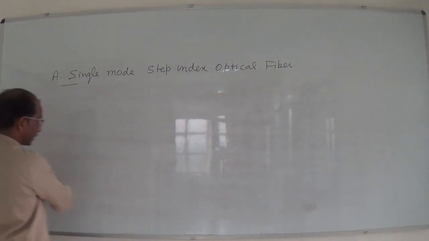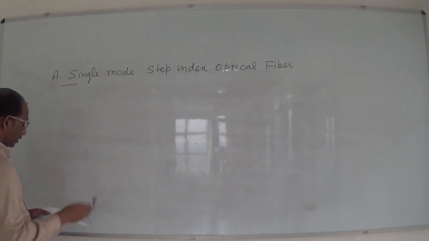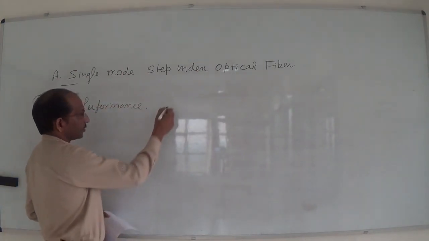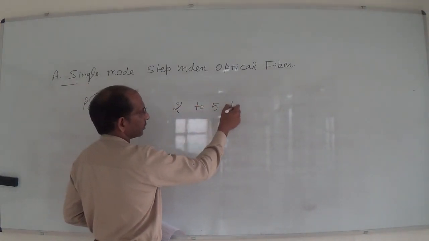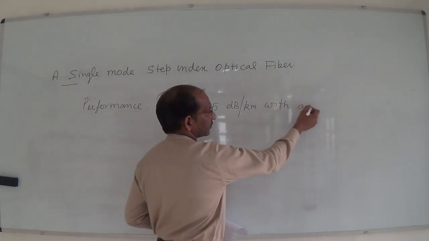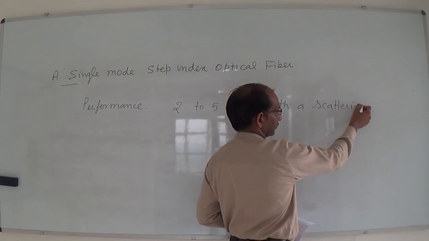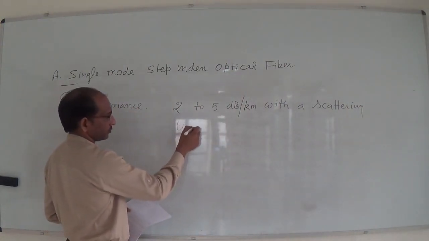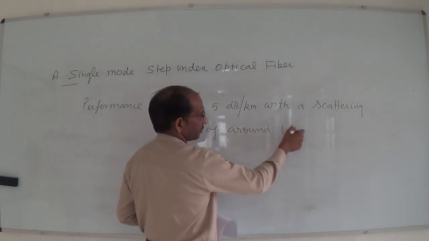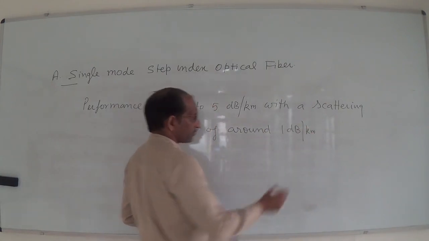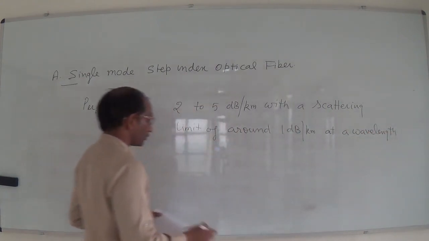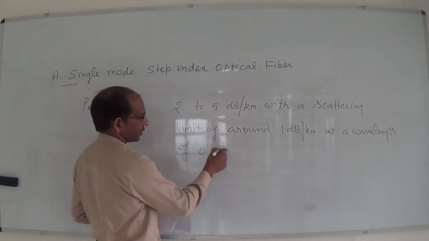So other properties, the attenuation. Now the performance of this optical fiber: 2 to 5 decibel per kilometer with a scattering limit of around 1 decibel per kilometer at a wavelength of 0.85 micrometer.